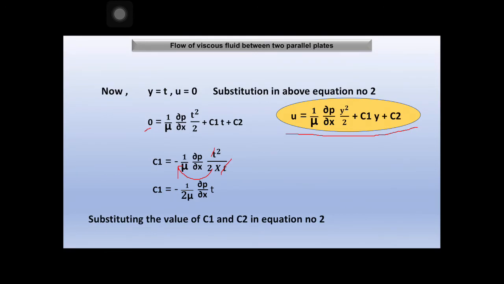Now we got the value of c1 and c2 from the boundary condition. This value of the c1 and c2 we are going to substitute in this equation. So upon substituting this value in equation number 2, as c2 has the value of 0, we are not going to do anything with that value of c2. So we'll substitute the value of c1 in the equation, and the equation will become u is equal to 1 by mu into dp by dx into y square by 2 plus y into bracket minus 1 by 2 mu into dp by dx into t.